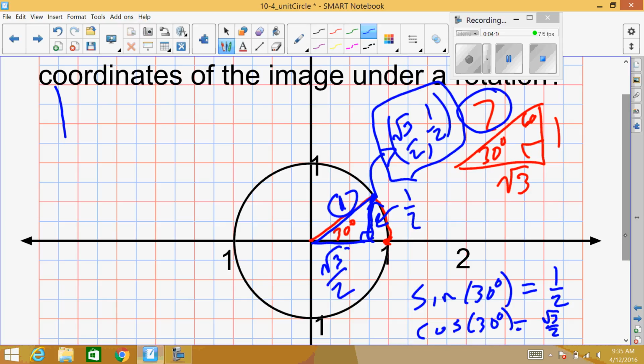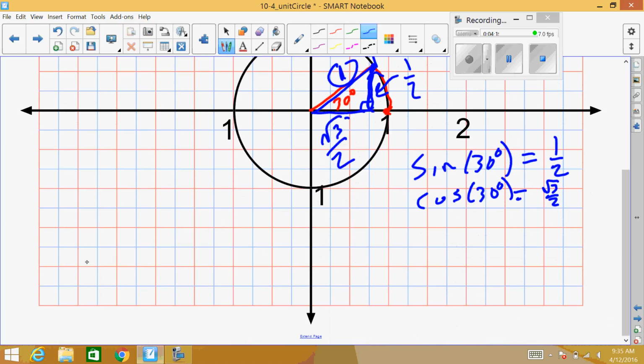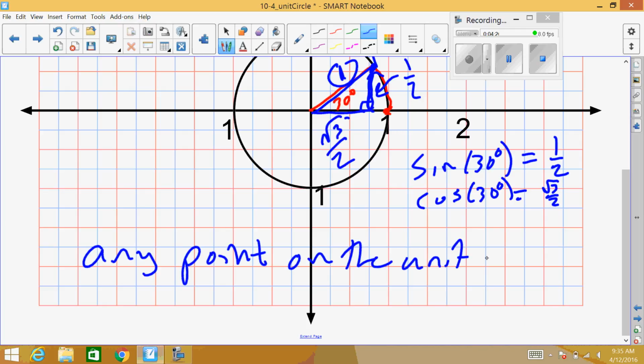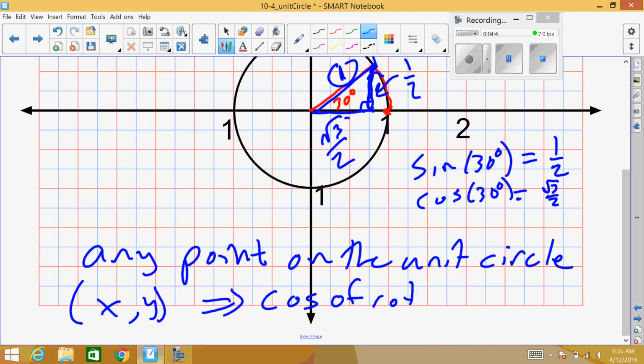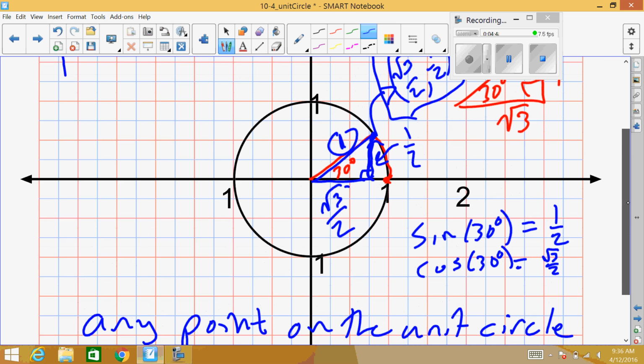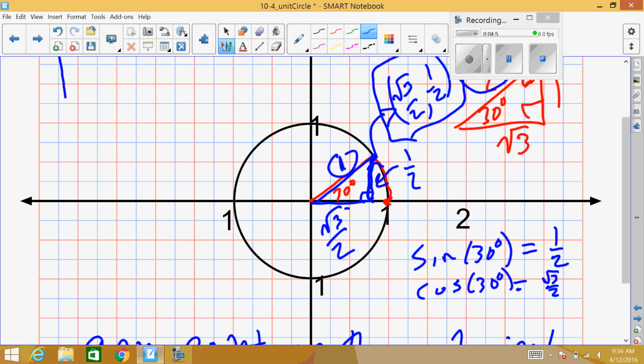And what we end up seeing from that is that for any point on the unit circle, let's call it x comma y, we know that the cosine of the angle that gave us that point is going to be, well, cosine was in our x spot because it was our horizontal change.